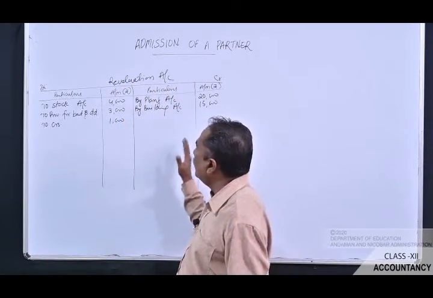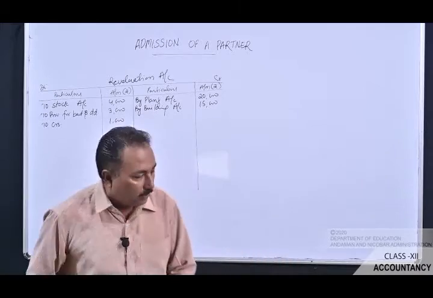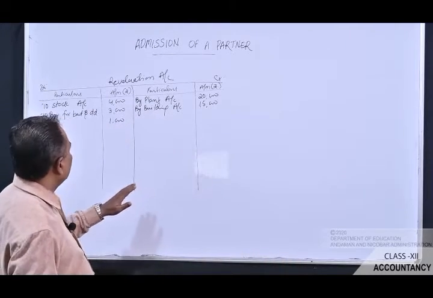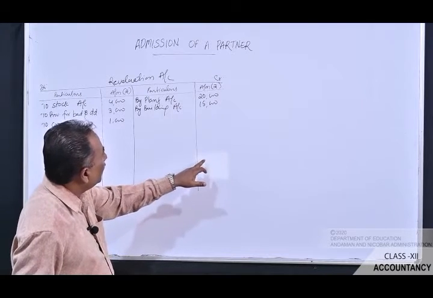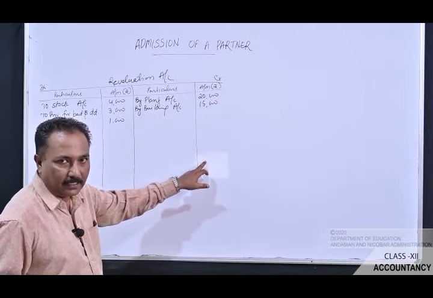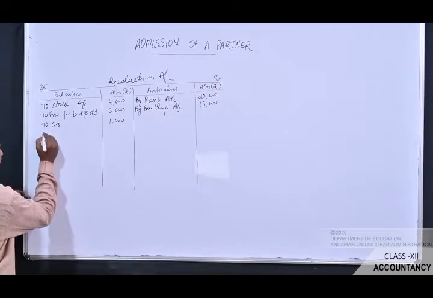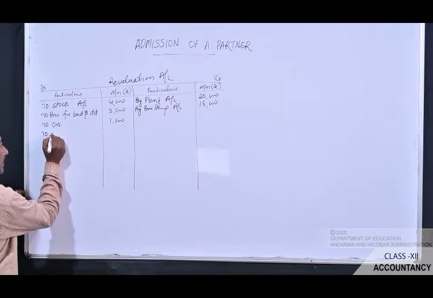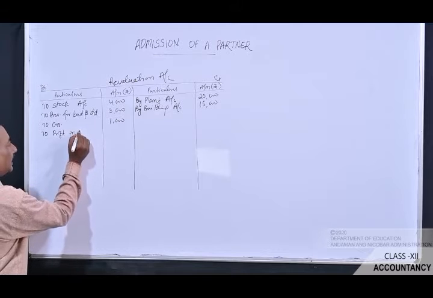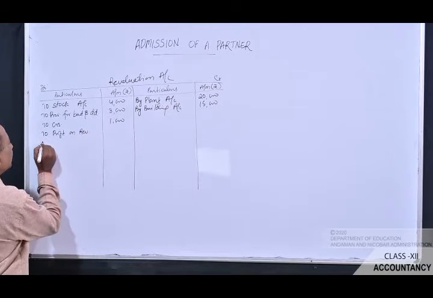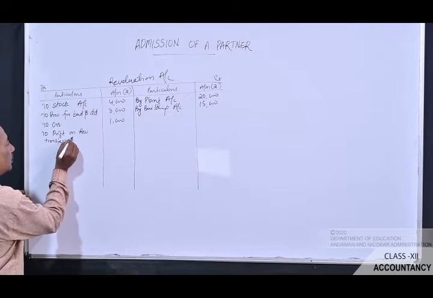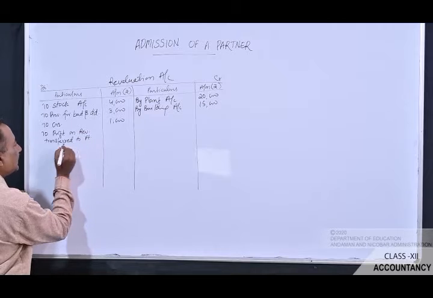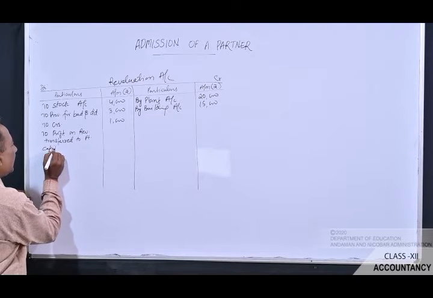Now what we will do is we will close the revaluation account. See which side is bigger. By seeing, we can say that the balance of the total of the credit side is bigger. So it means that there is a profit or gain on the revaluation. So write down here as to profit on revaluation transferred to partners capital account.